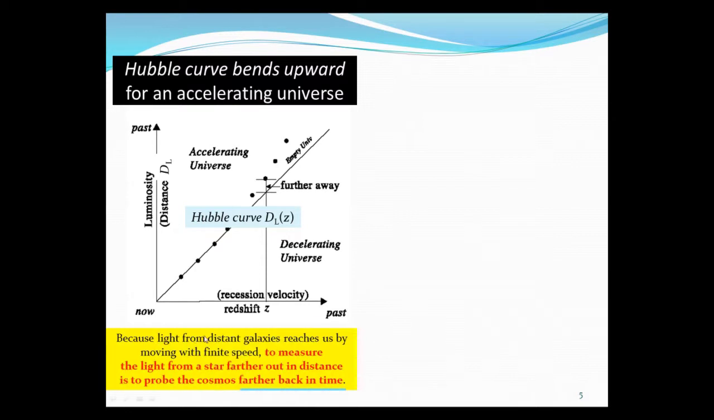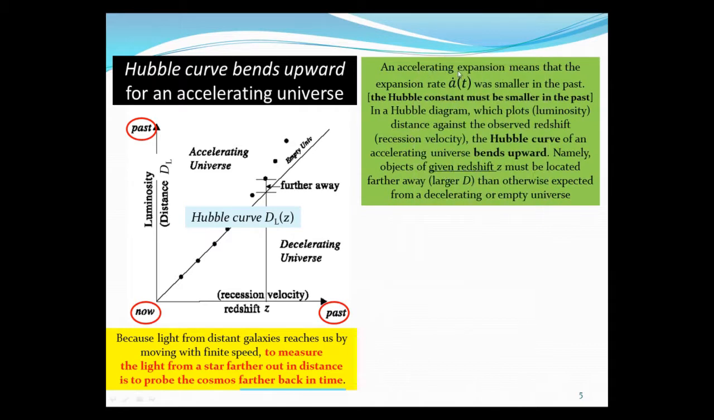Because light from distant galaxies reaches us by moving with finite speed, it took a while for it to reach here. So the measured light from a star further out in distance probes the cosmos further back in time. So the further away the distance, the further back in time. Here is now, and out here is the past. The farther away it is, the further back in time also.